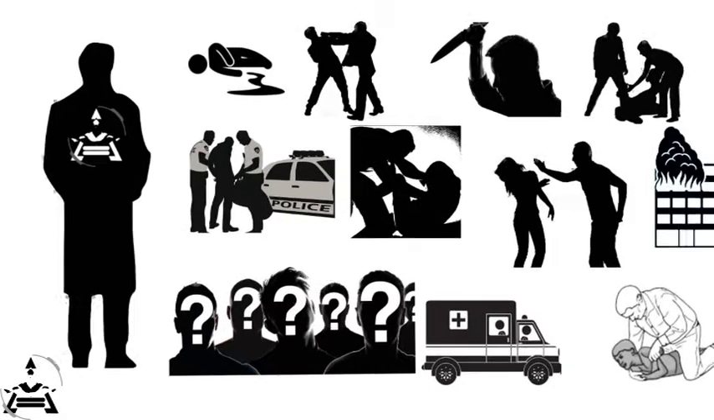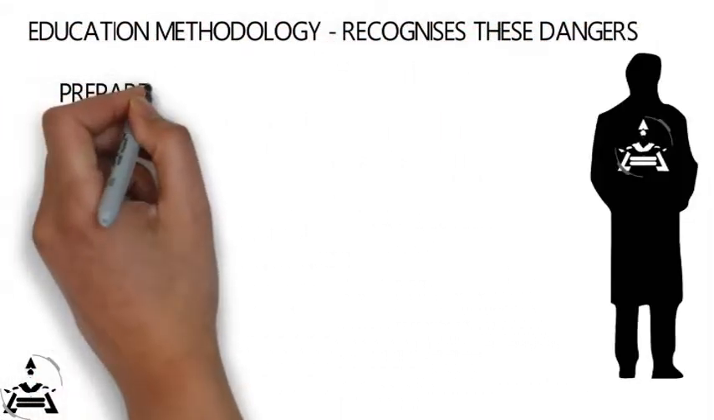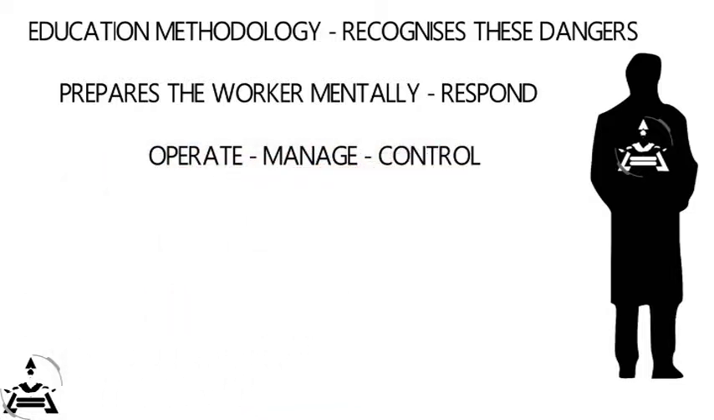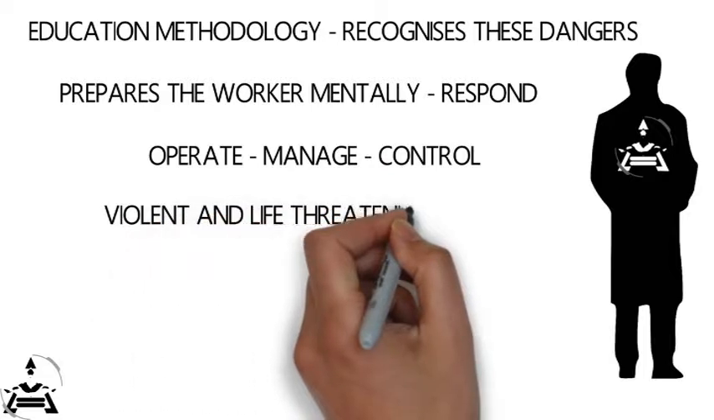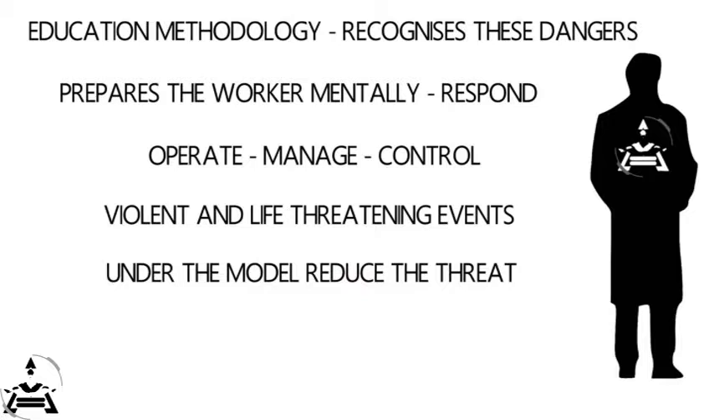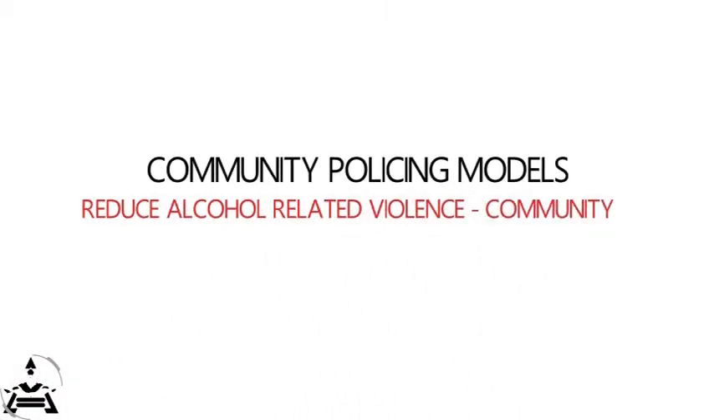The education methodology that has been created recognizes these dangers and in its design must prepare the worker mentally to respond, by operating within the event, managing the event and taking control of violent and life-threatening events. Under the model, the education is to reduce these threats to a minimum. The only way in which to do so is for the education methodology to produce the asset. It is through reaching the primary objectives needed for the organization's community policing models that have been designed for the specific output of reduction of alcohol-related harm within the community.